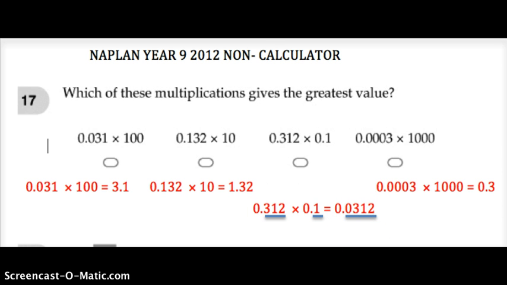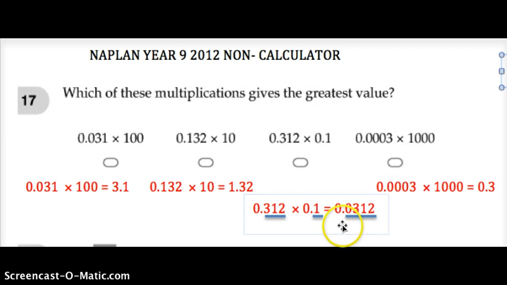Also, when you multiply 0.312 by 0.1, because 0.1's less than 1, your answer will actually be smaller than what you started with. For example, if you multiplied 0.312 times a half, which is 0.5, you'd get a smaller answer, because a half is less than 1. So with this one as well, 0.312 times 0.1, you're going to get a smaller answer than 0.312. So we're getting 0.0312.